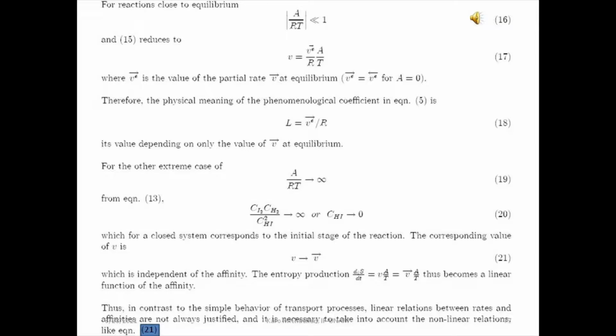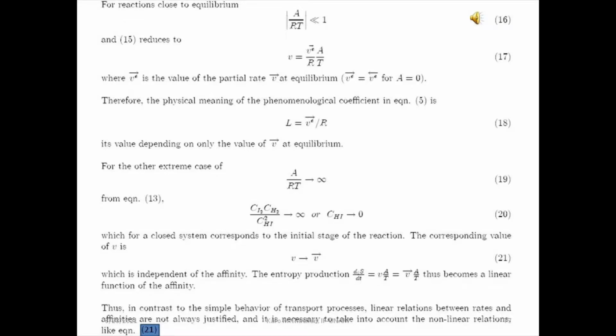So therefore, close to equilibrium, the value of this phenomenological coefficient L only depends on the value of the velocity of the reaction in the forward direction at equilibrium, which of course is also equal to the velocity in the backward direction at equilibrium. That is in fact what defines equilibrium, that these two rates of reaction are equal in the forward and backward direction. So that was the case for the situation where we are close to equilibrium, where we had the affinity over RT being much less than 1.